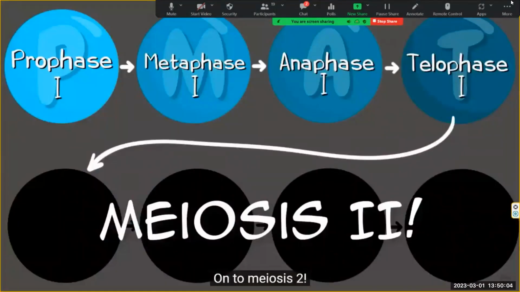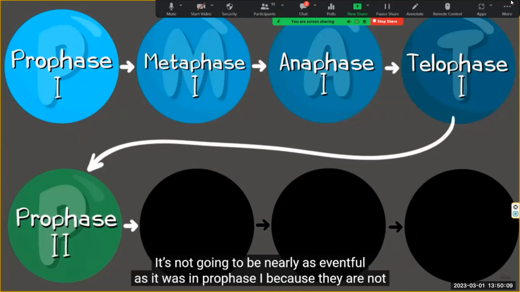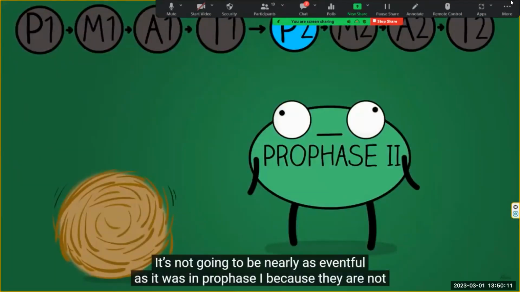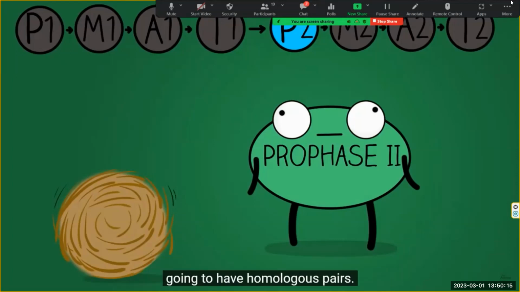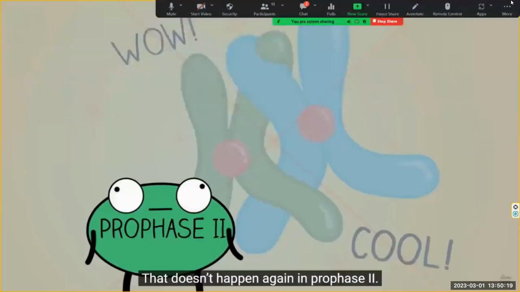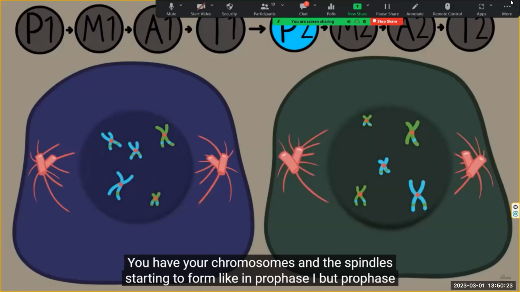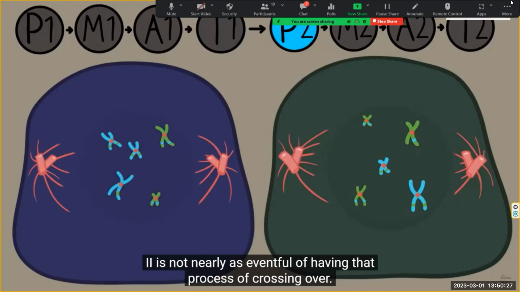On to meiosis 2. The very first step in meiosis 2 is prophase 2. It's not going to be nearly as eventful as it was in prophase 1, though, because they're not going to have homologous pairs of chromosomes. They also are not going to have this amazing process called crossing over. That doesn't happen again in prophase 2. You have your chromosomes, and the spindles are starting to form like they did in prophase 1, but prophase 2 is just not as eventful of having that process of crossing over.